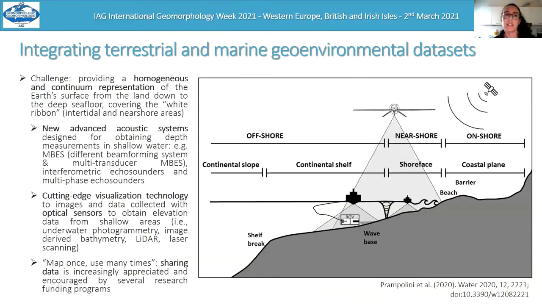So integrating terrestrial and marine spatial datasets is really useful, but has the main challenge of providing a homogeneous, continuous representation of land and seafloor, especially covering the intertidal zone, the so-called white ribbon, since it is really shallow, too shallow to be surveyed with traditional acoustic methods, but too deep for other terrestrial methodologies.